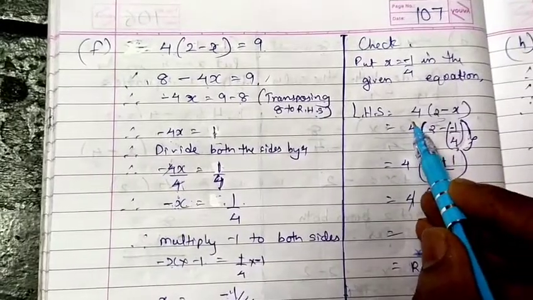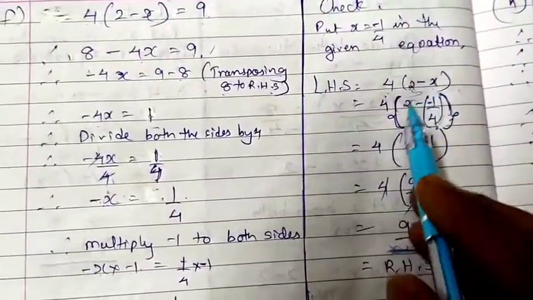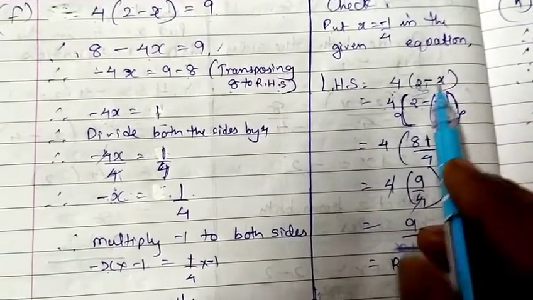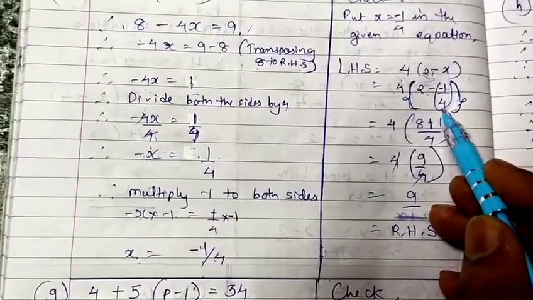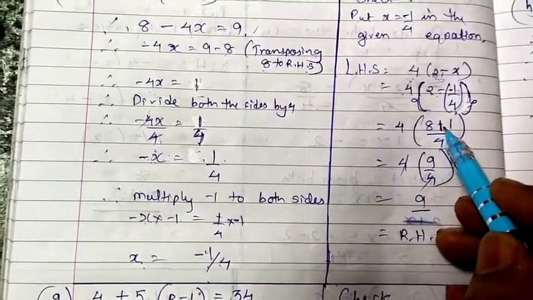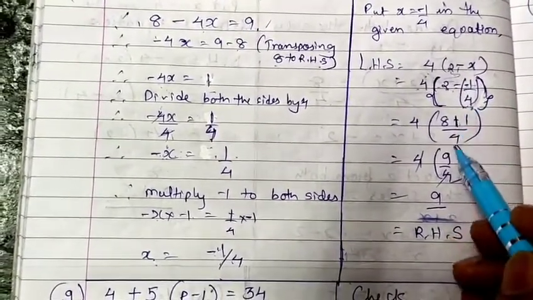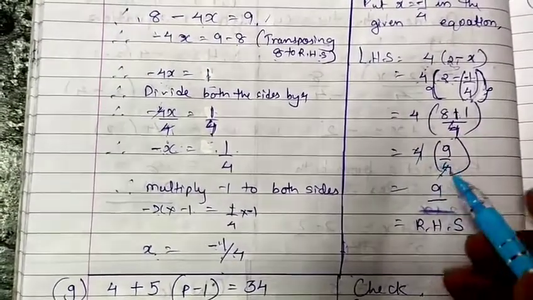Now 4 equals to, write down the expression of the left hand side, 4 in bracket 2 minus x. The 4 and 2 stay as they are, this sign stays as it is, and the value of x, that is -1 by 4, you have to write in bracket. Now negative and negative will become positive, and the LCM: 2 4s are 8, 8 plus 1 upon 4, that is 9 upon 4, and the 4 will get cancelled.